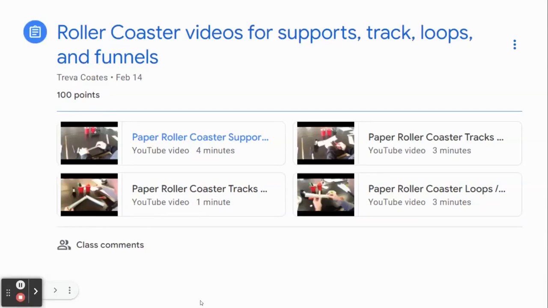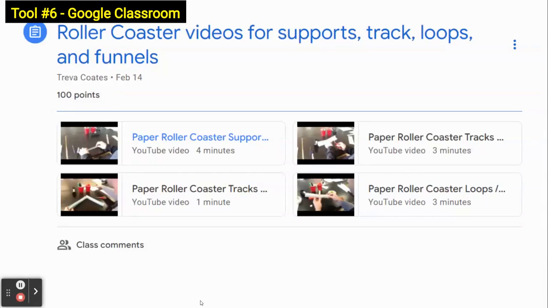Once students have completed their 3D designs and the group has decided on which of the four designs they would like to actually build, I will be using Google Classroom to organize all of the information. Students will have the benefit of using videos that I've posted in Google Classroom to assist them in helping to make their roller coasters come to life.